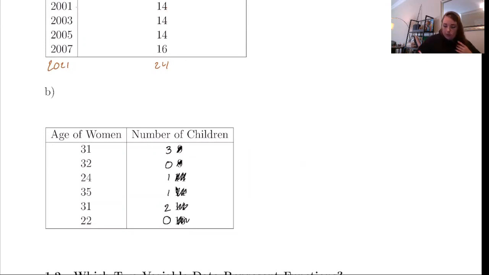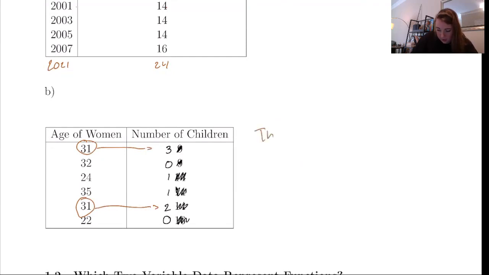Okay, so a good indication, if we're trying to find a function when we're looking at a chart like this, is look for similar inputs. So I have a 31-year-old here and I have a 31-year-old here. So 31 is going to 3 and 31 is going to 2. So this is not a function. Thank God.